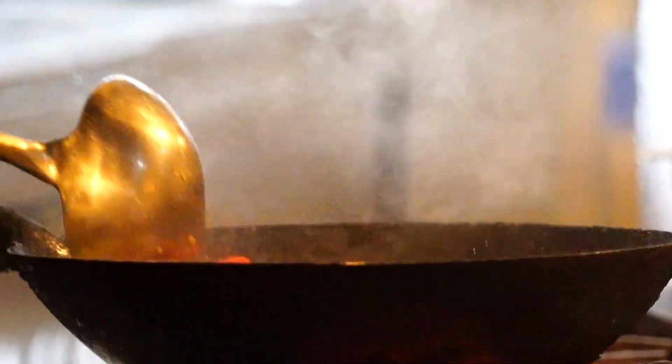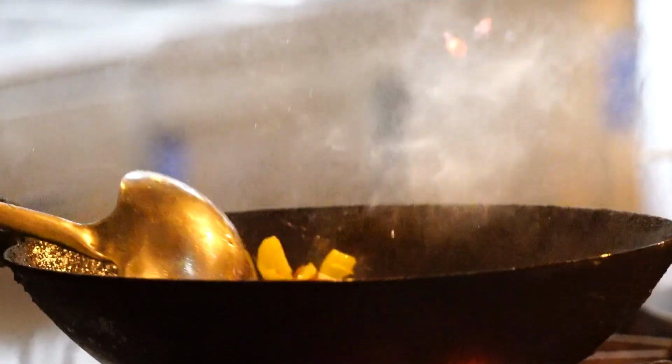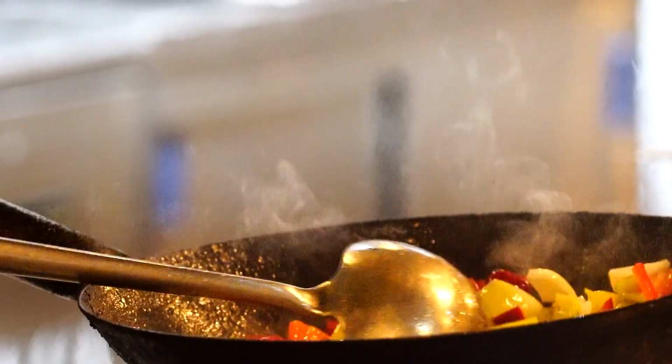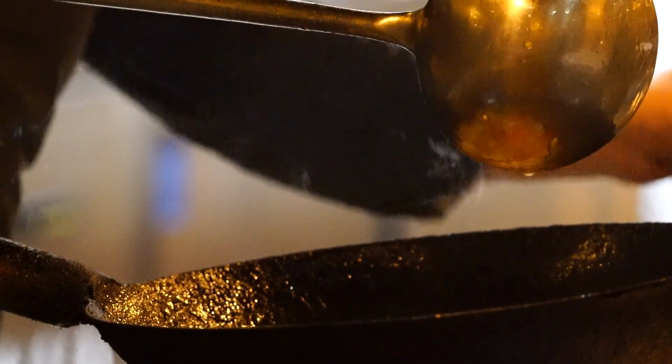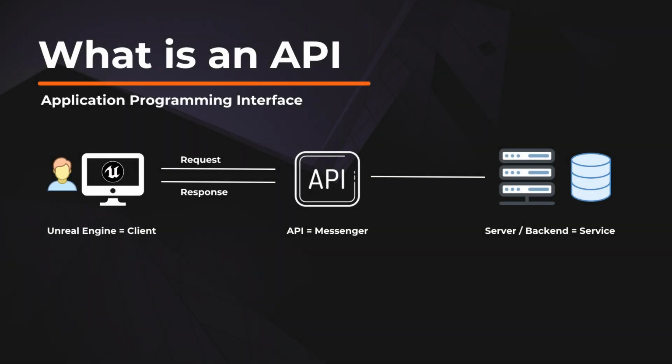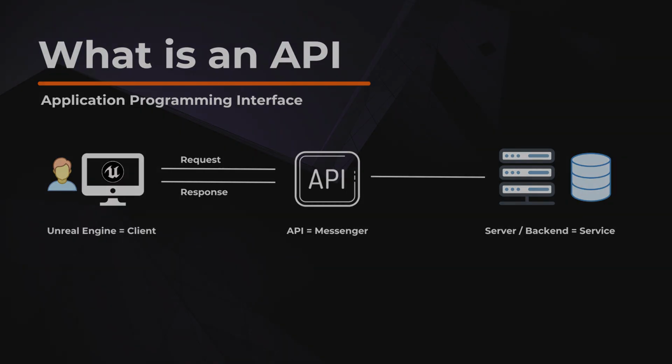You never go into the kitchen yourself. You don't need to know how the food is cooked or what happens inside. You only talk to the waiter. In the same way, Unreal Engine does not directly access the server. It sends requests through the API, and the API brings back the response. So the API is simply the communication layer between Unreal Engine and the server.